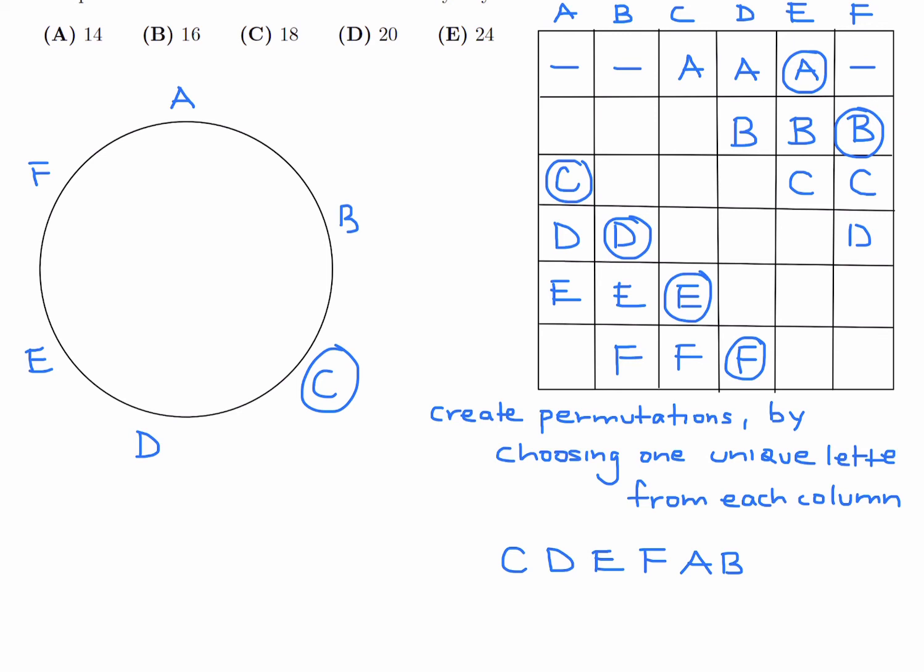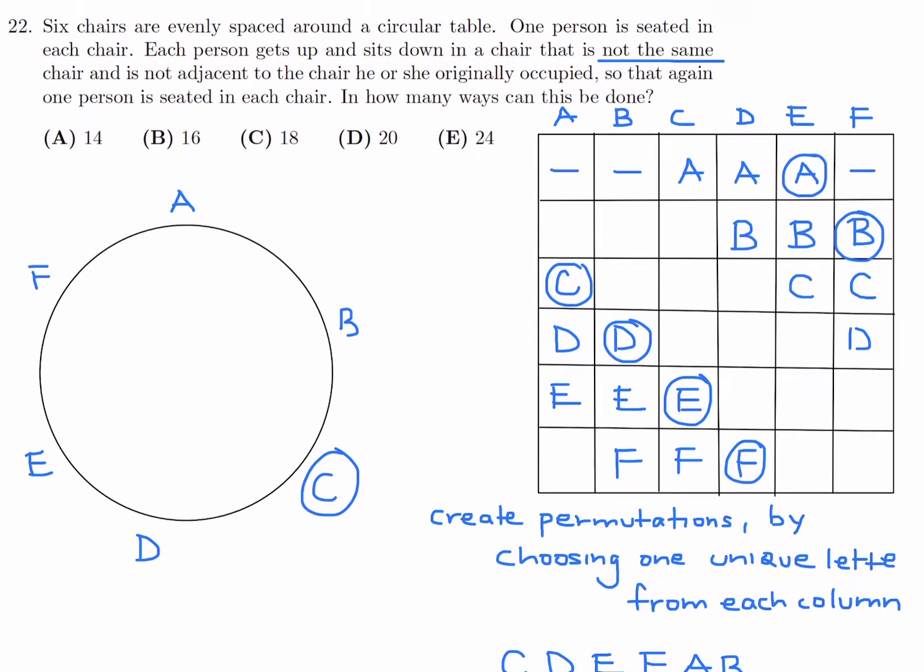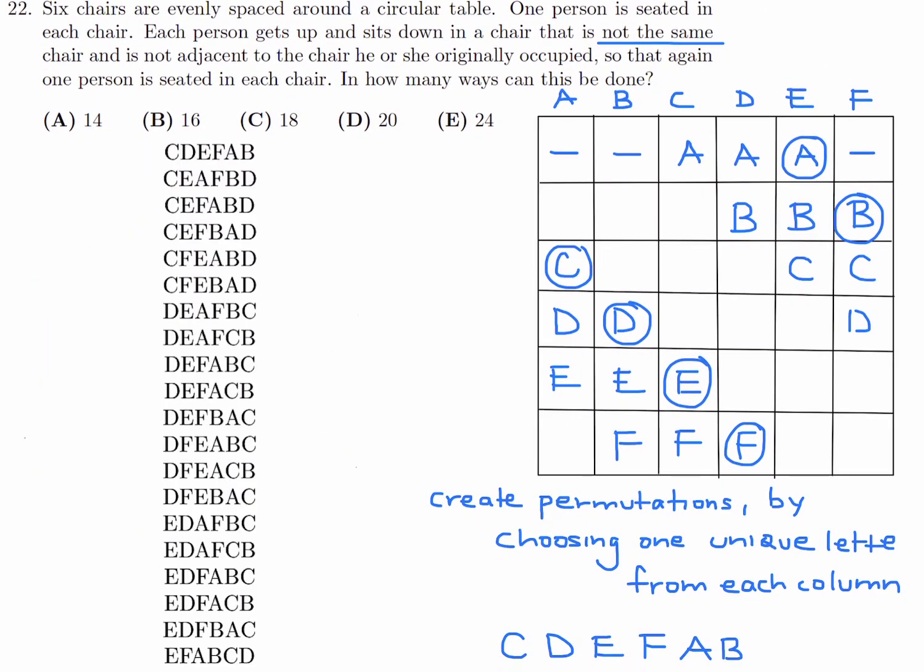Well, I will list them for you. And here they are. So as you can see, the one I made, C, D, E, F, A, B, is the first one right here. And similarly, these are all the other ones. And when you count them all up and you made a complete list, you will have made 20 of them. So number 22, the answer is D.